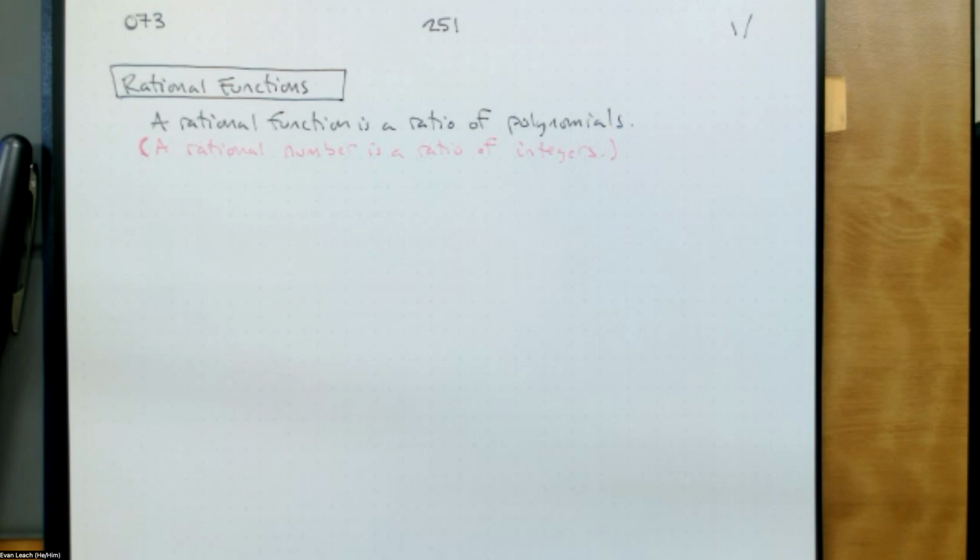A rational function is just a ratio of polynomials. This sits in the same place as rational numbers. A rational number is just a ratio of integers. So rational functions are to polynomials as rational numbers are to integers. The polynomials are generalizations of integers. So rational functions are generalizations of rational numbers. Polynomials generalize integers.